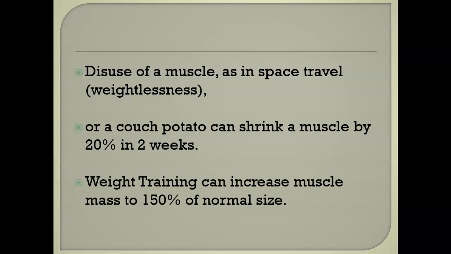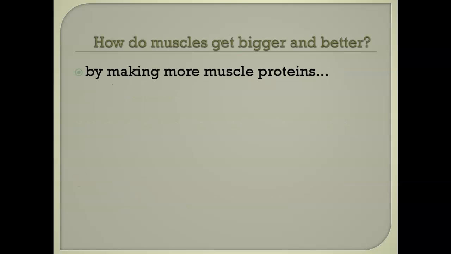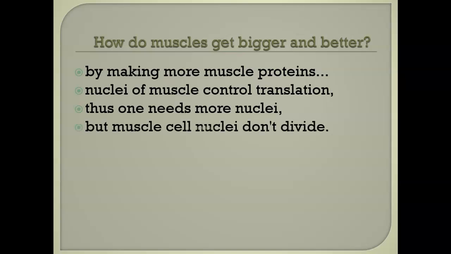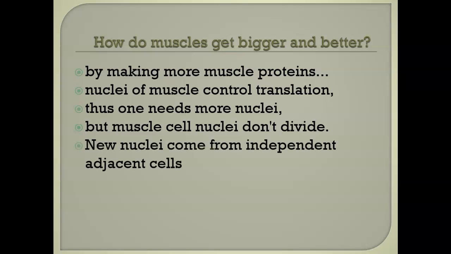If you sit on the couch for two weeks, your muscles actually shrink. However, using weight resistance training, you can get your muscles to grow. It's just how the body responds. So how do you get your muscles to grow? You need more myosin. How do you get more myosin? You need more nuclei. The muscle cell nuclei don't divide. They don't increase. So you have to get them from those satellite cells, and that's how you get the nuclei to increase.